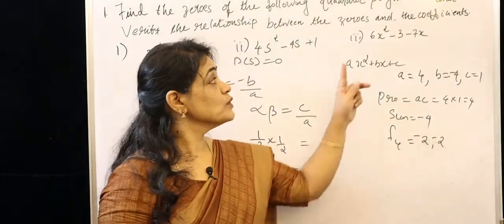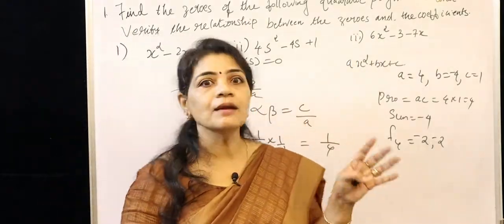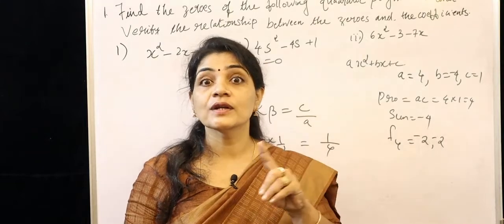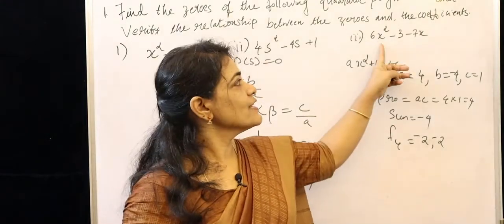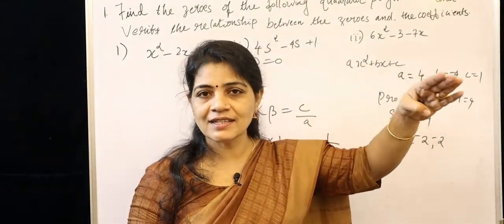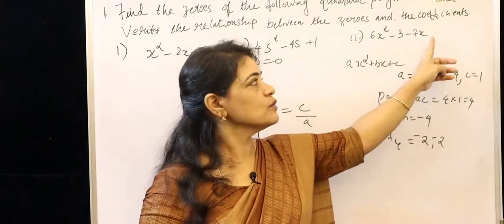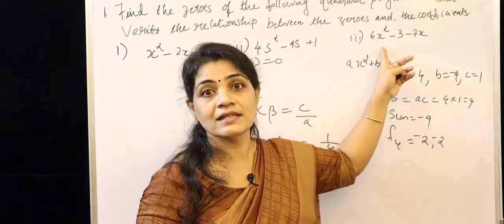Now we are moving to the third question, that is 6x square minus 3 minus 7x. That is not in the standard form. After the x square term, the power of x should be in descending order. So the third term will be the constant term, so this minus 7x should come as the second term.